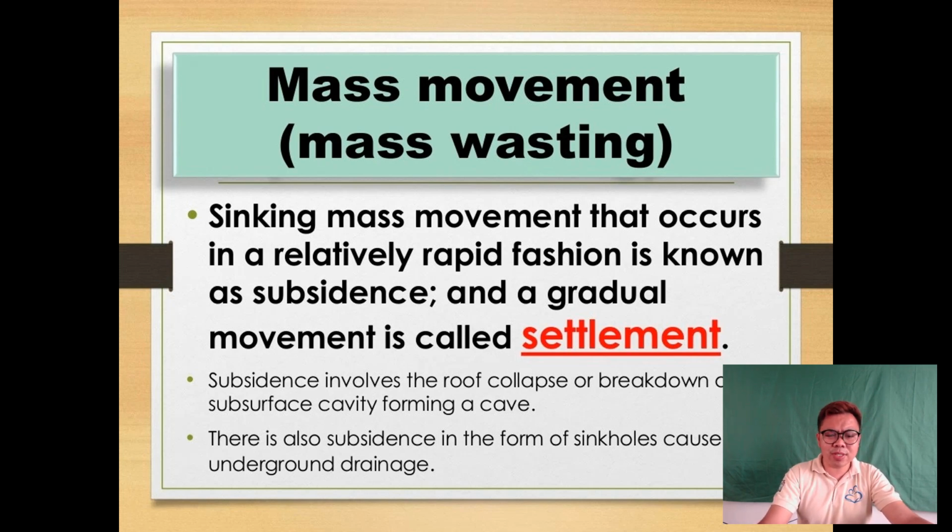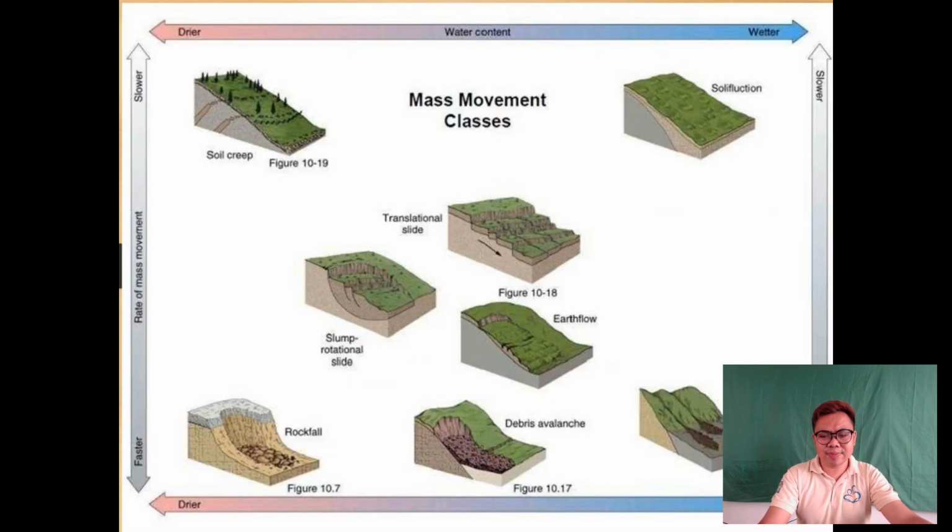Subsidence involves the roof collapse or breakdown talaga. Then yung subsidence then in the form of sinkholes. Yan, it can cause underground drainage. Ito yung isang example ng mass movement classes natin. Pwedeng soil creep, solidification, translational slide, slump rotational slide, earth flow, rockfall, then debris avalanche. Yan ay ilan lamang sa possible na mass movement classes.